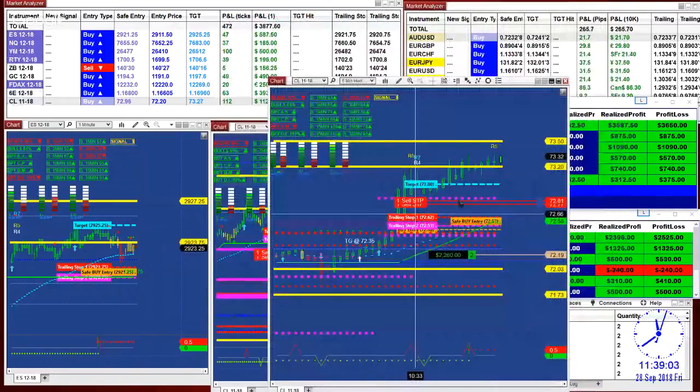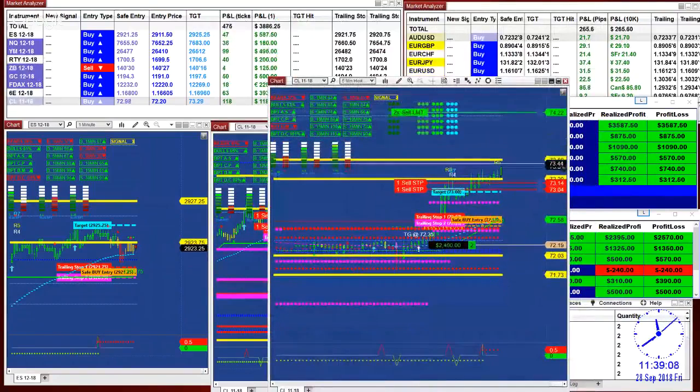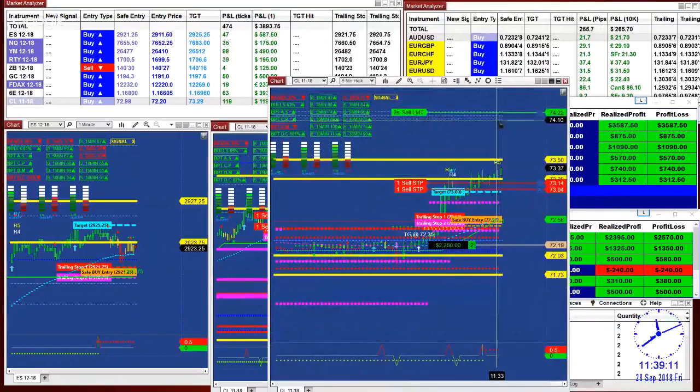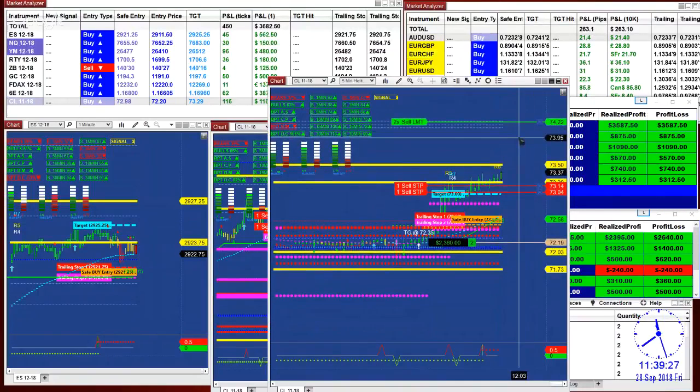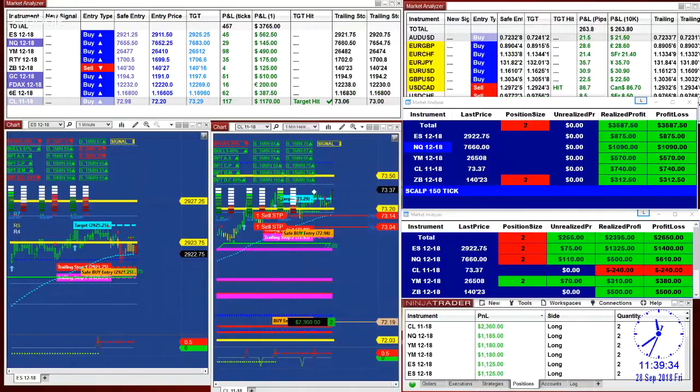CL, we called that trade a long time ago. I don't remember the number. And now we are going back again, and the final destination on the CL is 74.10. So the final destination on the CL is 74.10. Any other technical questions? Let me see.